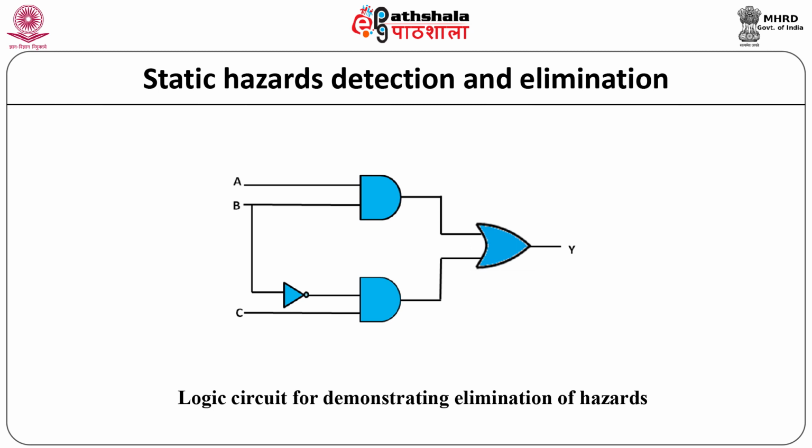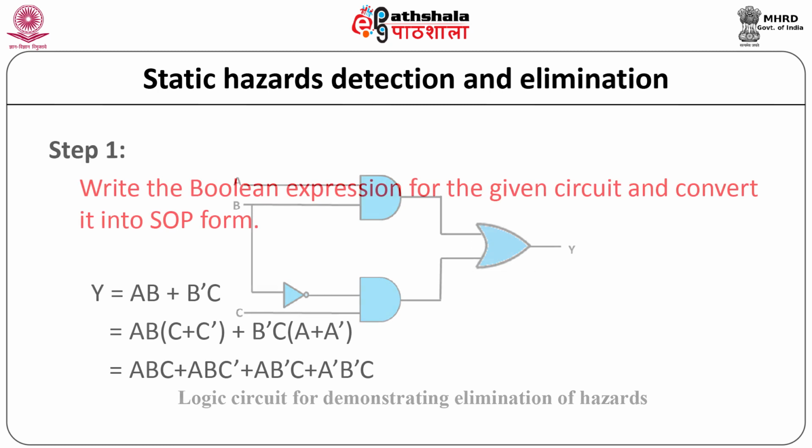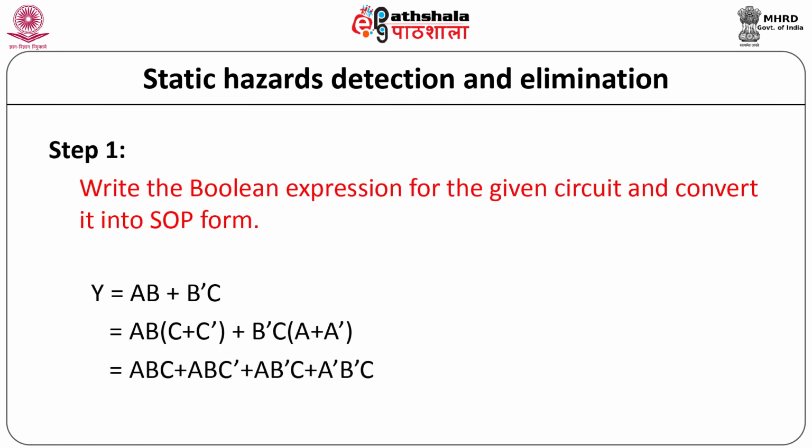The circuit consists of the sum of product form of the Boolean expression as shown here. Step 1, let us write the Boolean expression for the given circuit and convert it into SOP form. Here, expansion is carried out so as to include all minterms. The expression is y equals AB OR B complement C. Let us now incorporate the missing variable, that is C in the first term and A in the second term.